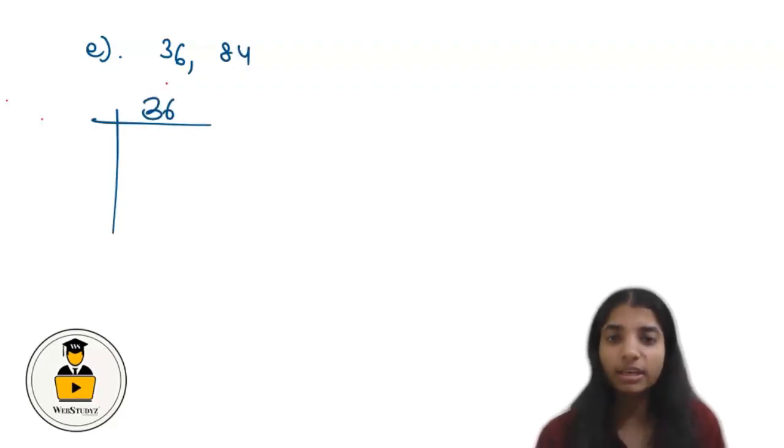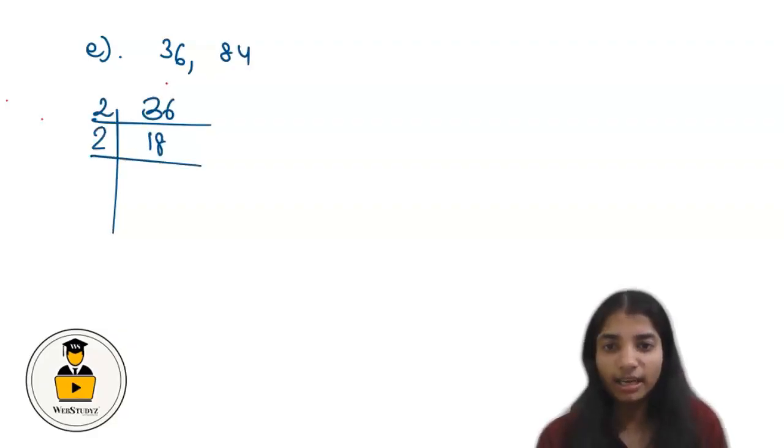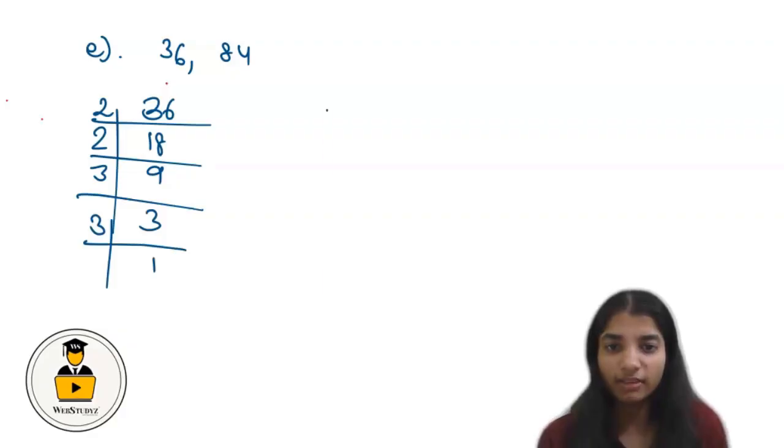So in part CE, we have to find the HCF of 36 and 84. So finding their factors. 36 is clearly visible as divisible by 2. So when we divide 36 by 2, we get 18. Again, 18 is divisible by 2. When we divide 18 by 2, we get 9. And 9 is divisible by 3. Then we get 3. When we divide 3 by 3, we get 1.